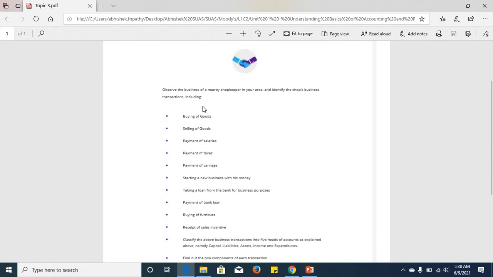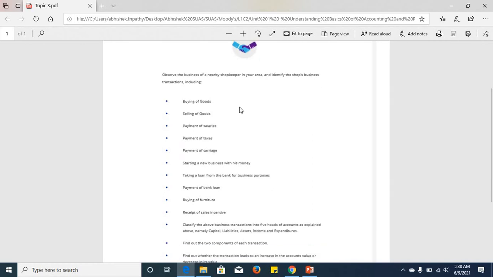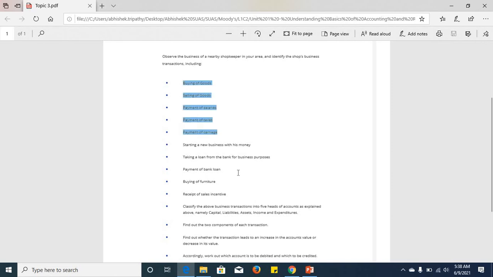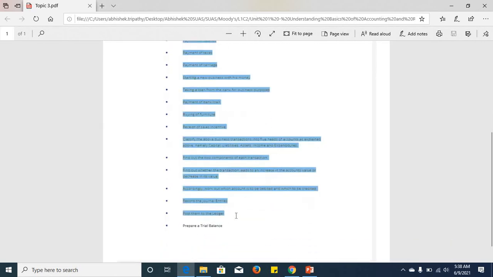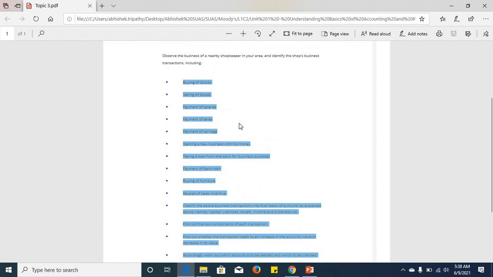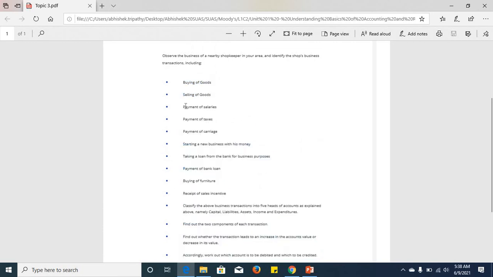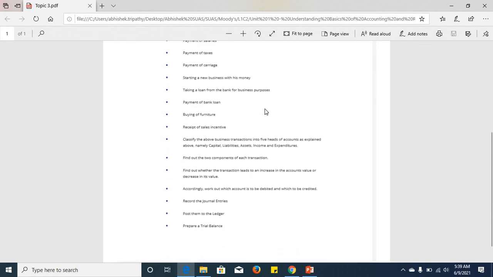Right, so observe the business of a nearby shopkeeper in your area and identify the shop's business transactions. You can make some journal entries related to this. We've already done a lot of practice on this: buying goods, selling of goods, payment of salaries, payment of taxes, payment of carriage, starting a new business with his money. We have already done all these transactions in our first semester.